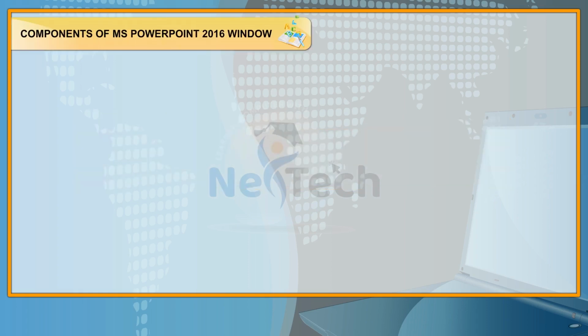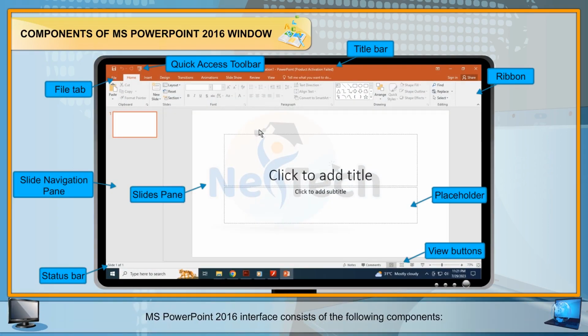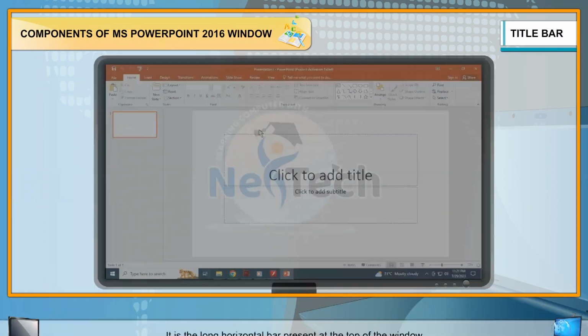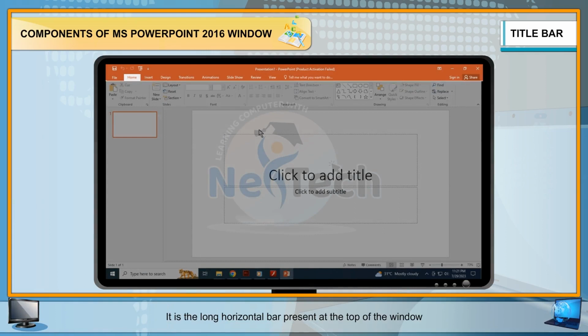Components of MS PowerPoint 2016 window. MS PowerPoint 2016 interface consists of the following components. Title bar. It is the long horizontal bar present at the top of the window. It displays the name of the current presentation. By default, it shows Presentation 1. Control buttons like Minimize, Maximize, and Close are present at its right side.